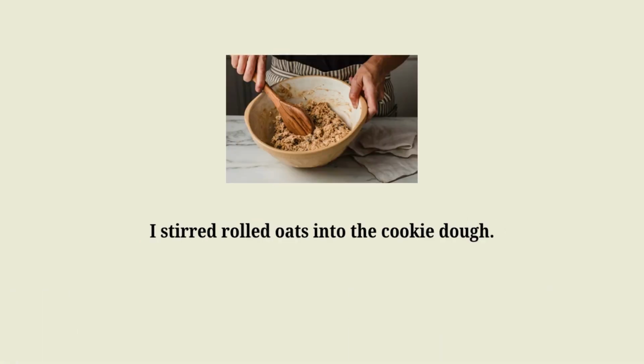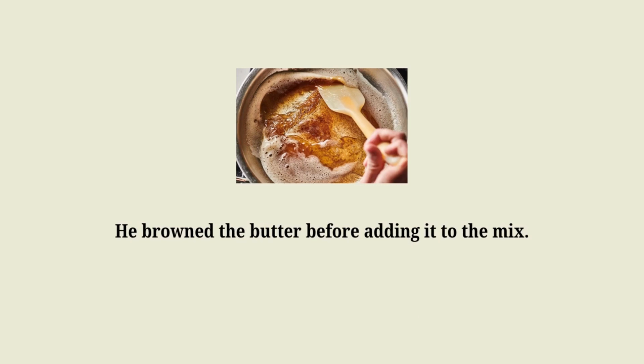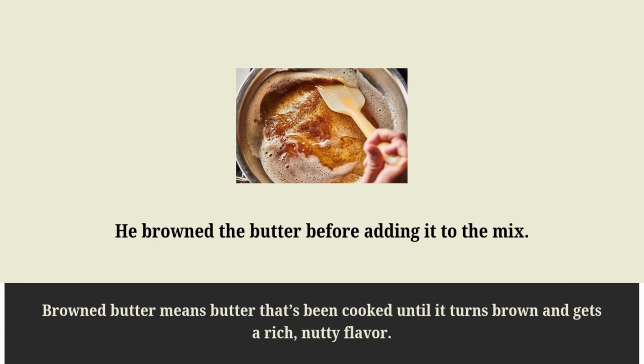I stirred rolled oats into the cookie dough. Rolled oats means flat, dry oats used in baking or breakfast. He browned the butter before adding it to the mix. Browned butter means butter that's been cooked until it turns brown and gets a rich, nutty flavor.